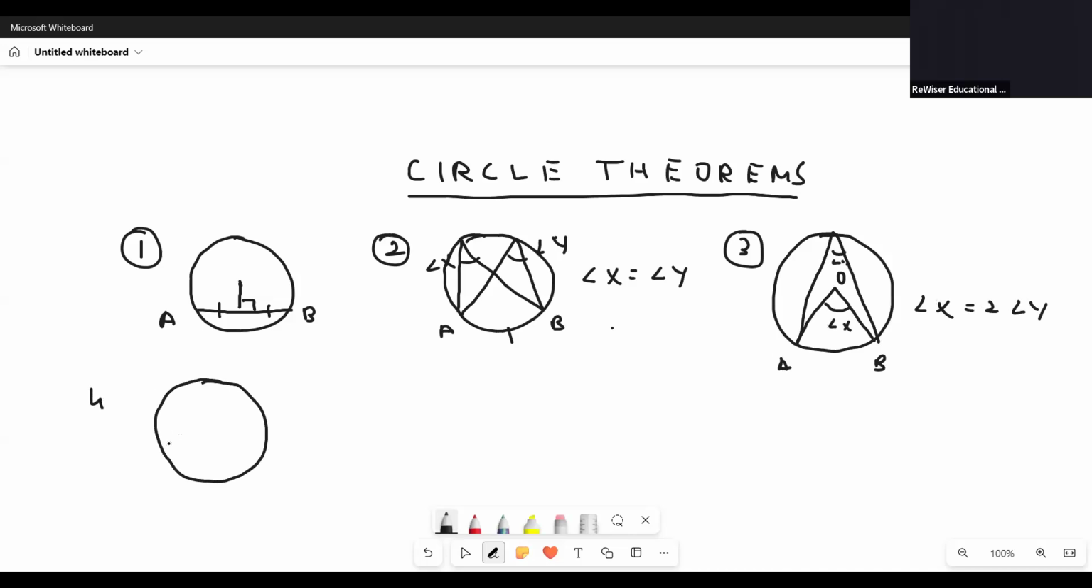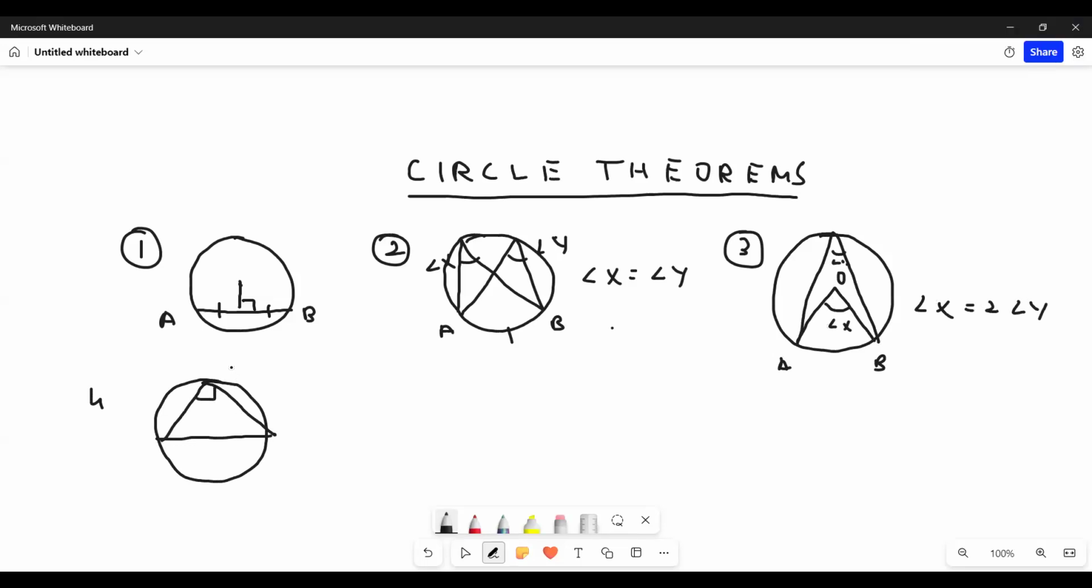Okay, number four. Any angle in a semicircle has to be 90 degrees, right? It's a right angle. Why so, Levin? I don't know. You said it's 90 degrees, right? So you should know why it is 90 degrees.